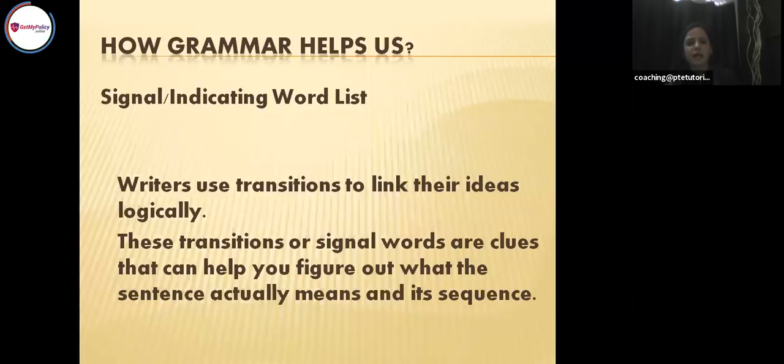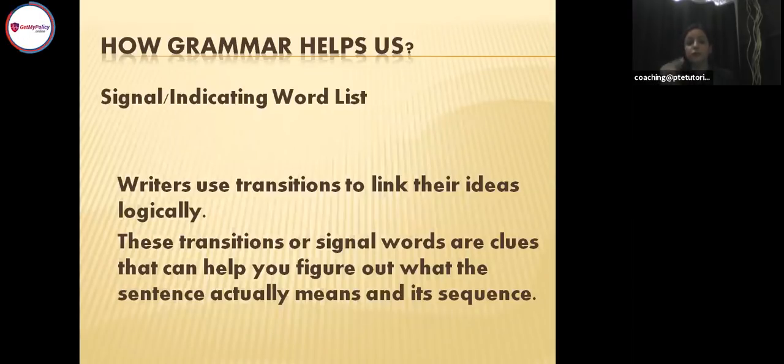That's why whenever we are framing our ideas logically, something is important. What is that something? Some signal must be there so that I can have an idea: okay, the author wants to write something, the author wants me to read it in this way. These signal words are nothing but transition words actually. These are the clues that can help you figure out what the sentence actually means, and next, whether the sentence has the correct sequence.